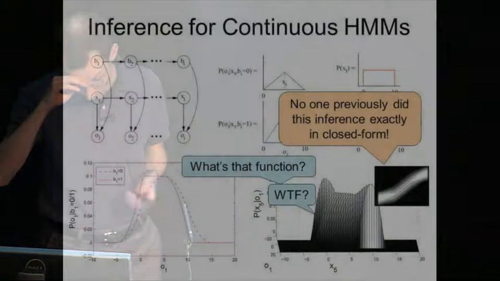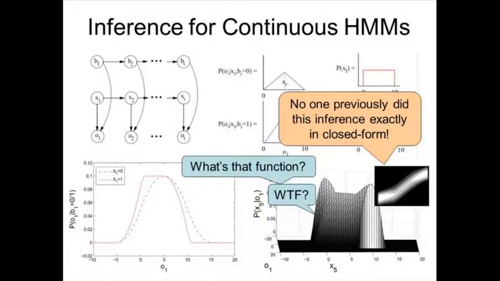So the question again is, how would you do inference if I gave you this continuous HMM? Again, if it's Gaussian, you could do it, but it's not Gaussian. Does anyone do this in closed form? No one has said yes so far in all the talks I've given. So I want to claim that no one previously did inference like this in closed form. If you're curious, that's what this talk is about today.